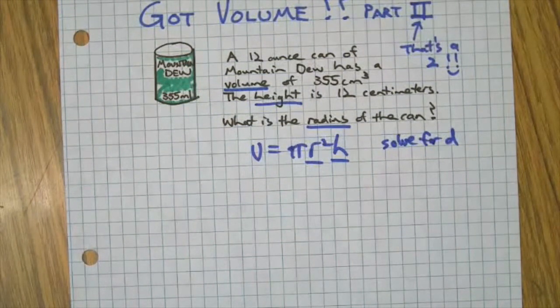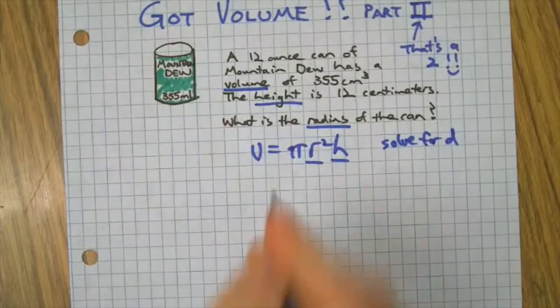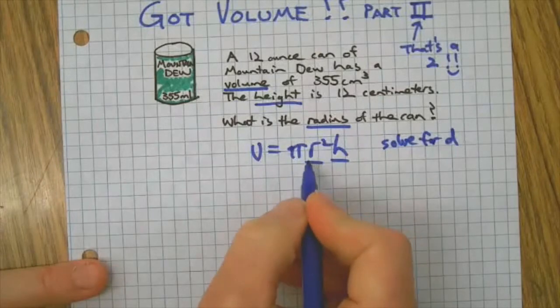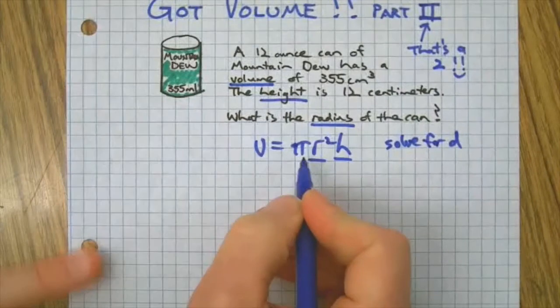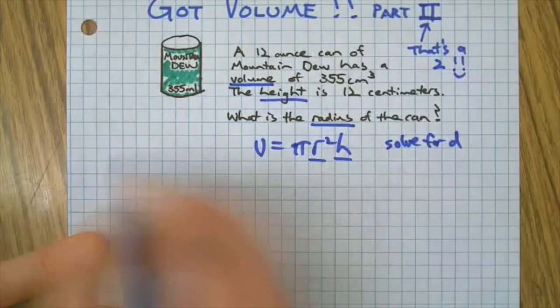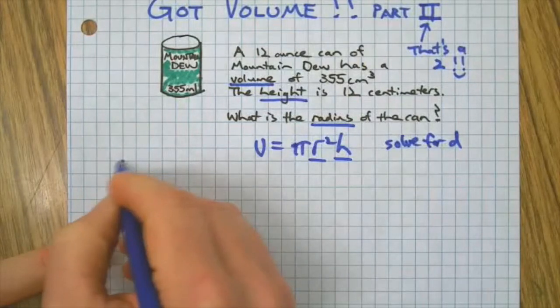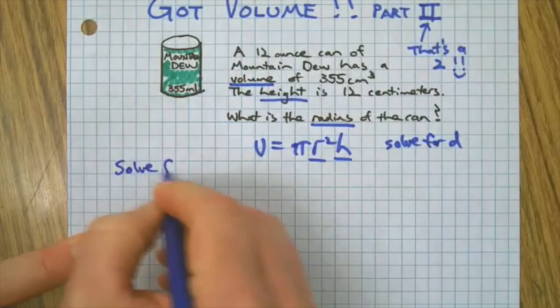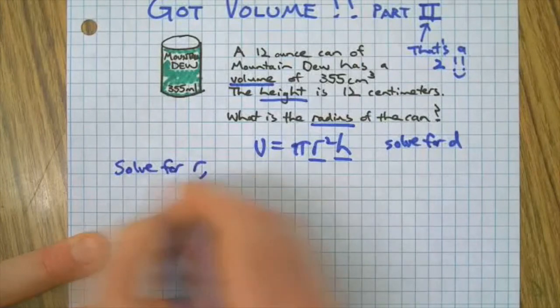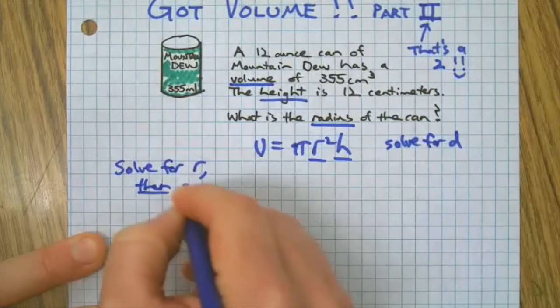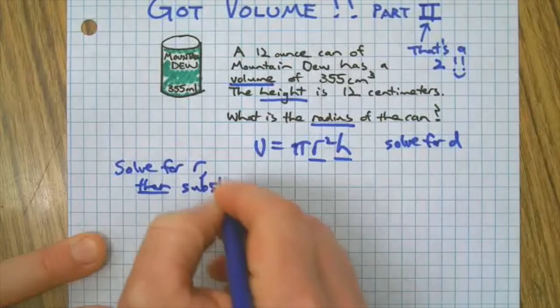Okay? Here what we're going to do is actually solve this problem. Now, I want to solve for radius. Radius is buried in the middle of this formula over here. So I have two options. First, I could solve for r, then substitute my numbers, get my answer.